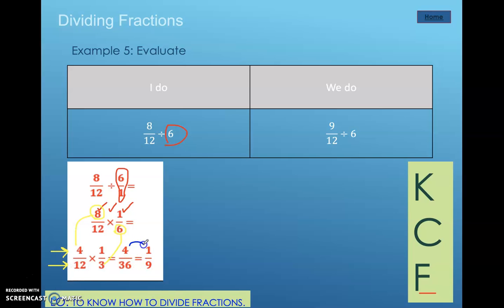We can then simplify these even further by dividing the top by 4, and also dividing the bottom by 4. Because we've divided the top and the bottom by the same number, our fraction is still equivalent. So it's still the correct answer. There we go. So if you can pause the video now, spend 30 seconds trying to solve the we do.